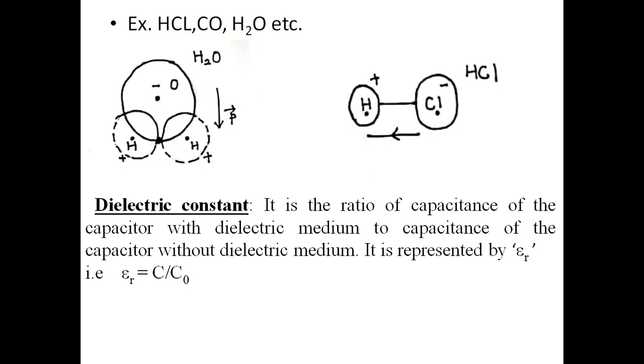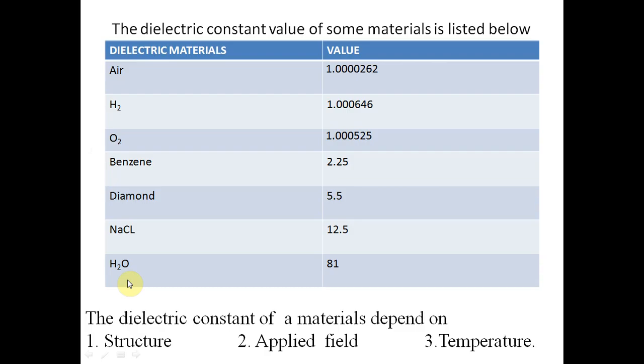Next one is the dielectric constant. The dielectric constant is the ratio of the capacitance of the capacitor with the dielectric medium to the capacitance of the capacitor without the dielectric material. It is represented as epsilon r equals C over C0, where C is the capacitance of the capacitor with dielectric, C0 is the capacitance without dielectric, and epsilon r is called the relative permittivity.